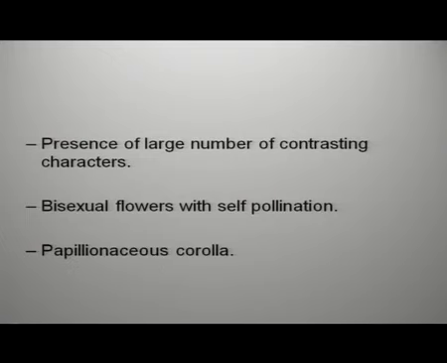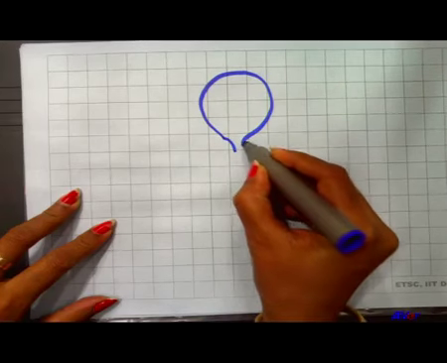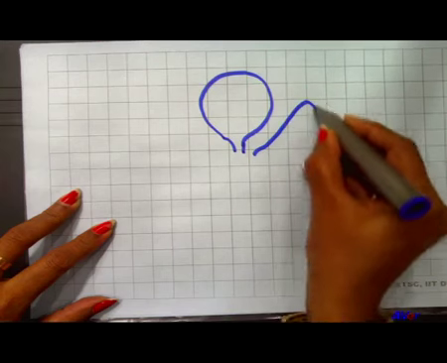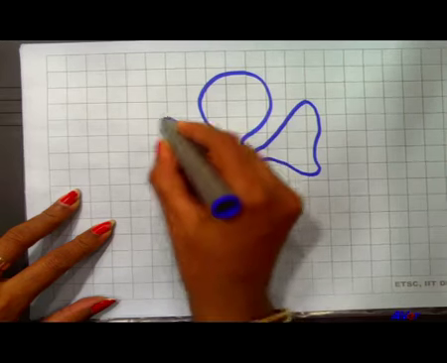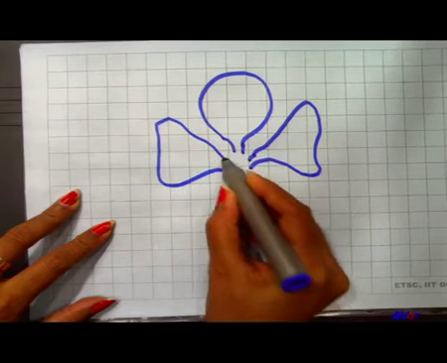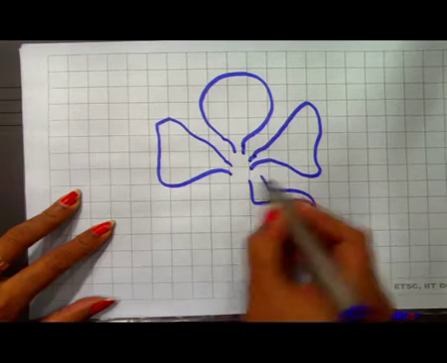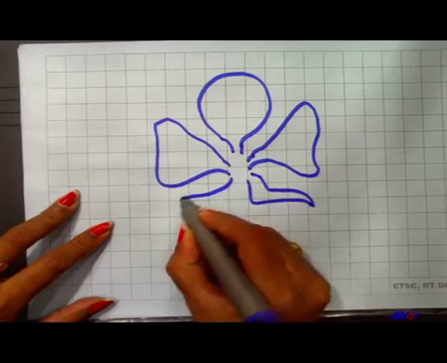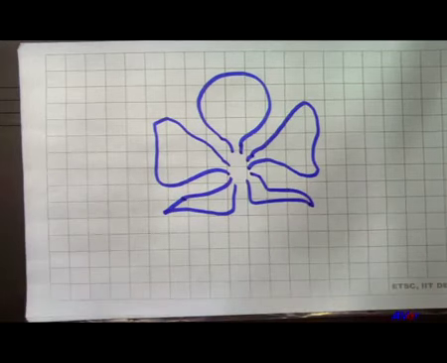Now, I will show you the diagram of a papilionaceous corolla. It is simply known as butterfly like corolla. There is one standard petal of large size, then there are two wing petals, and there are two keel petals. So, this particular type of corolla is easy for doing the hybridization experiments.